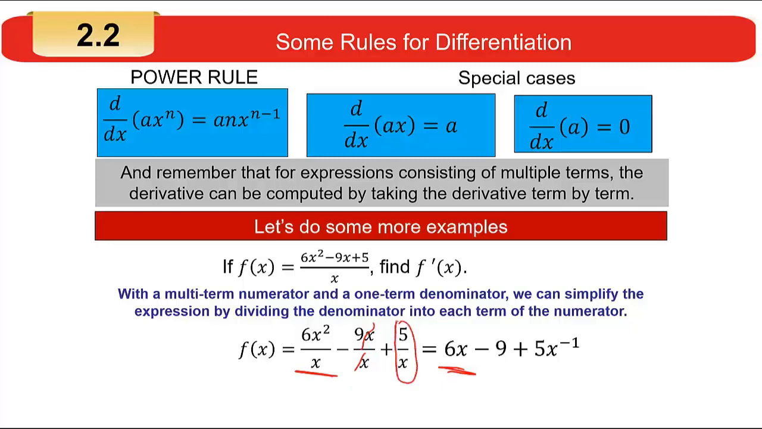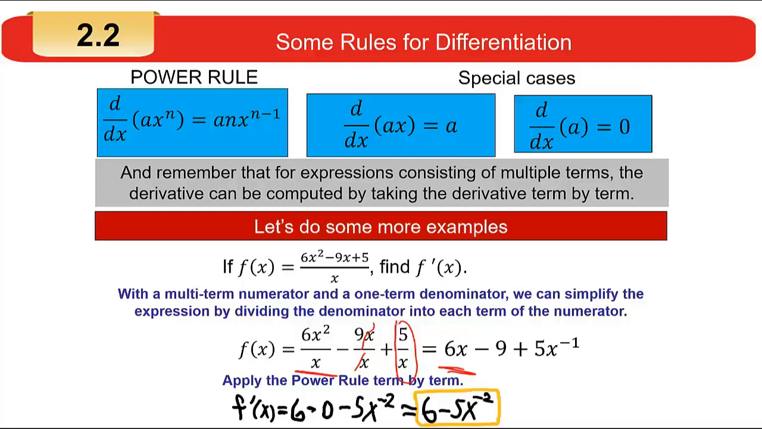Now you have that in the form where you can take the derivative term by term using the power rule. The derivative of 6x is 6, the derivative of a number is 0, and the power rule says you take minus 1 times 5 and get minus 5, and drop the exponent by 1 to get x to the minus 2. If you leave out that 0, you get an answer of 6 minus 5x to the minus 2.